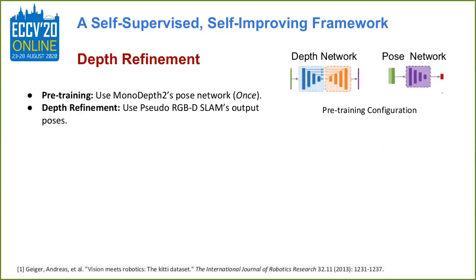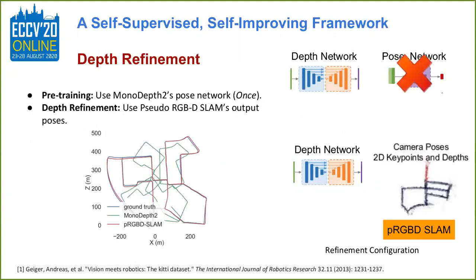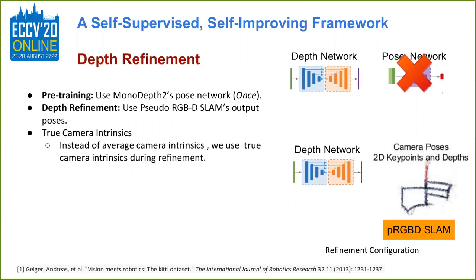Recall that we discard the pose network and use SLAM output camera poses. Now the question is why, and the answer is because SLAM poses are more accurate as compared to pose network of MonoDepth2. As we can see in the figure, MonoDepth2 camera trajectory drifted a lot. Additionally, during refinement, we use true camera intrinsics instead of average camera intrinsics. Next, I discuss the depth refinement step and the losses we use.